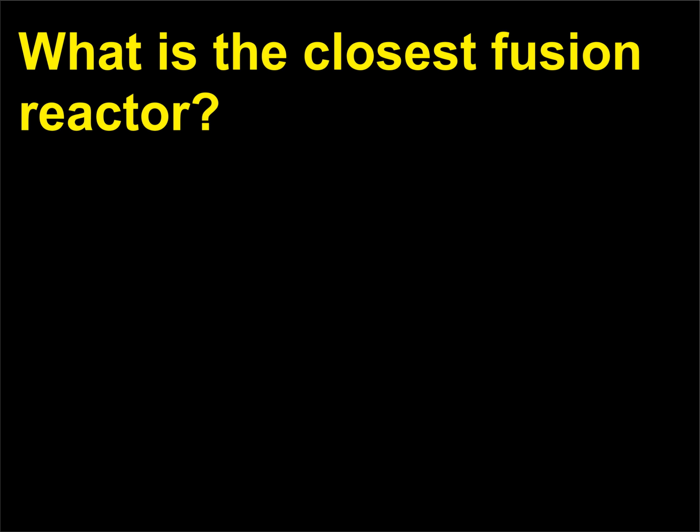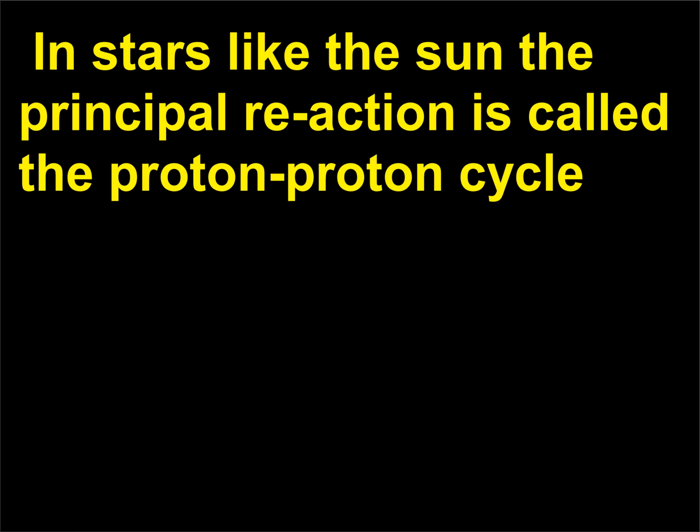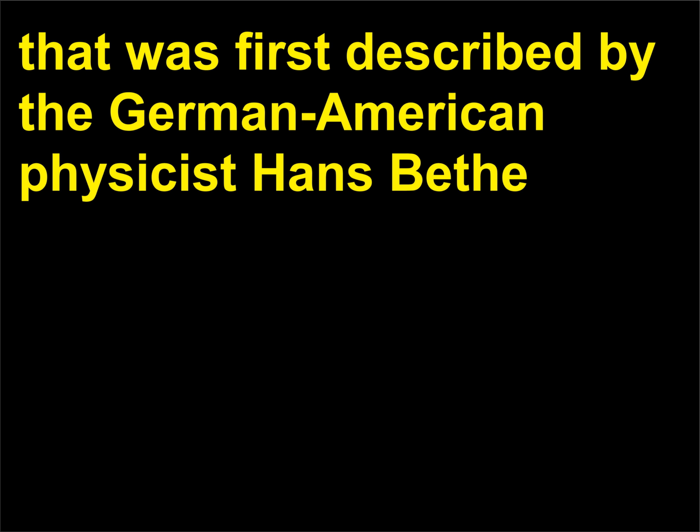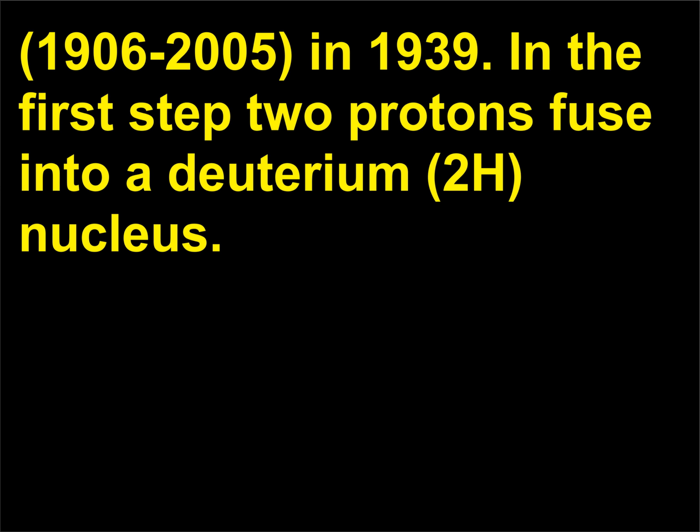What is the closest fusion reactor? The Sun. In stars like the Sun, the principal reaction is called the proton-proton cycle, that was first described by the German-American physicist Hans Bethe, 1906 to 2005, in 1939. In the first step, two protons fuse into a deuterium, 2H, nucleus.